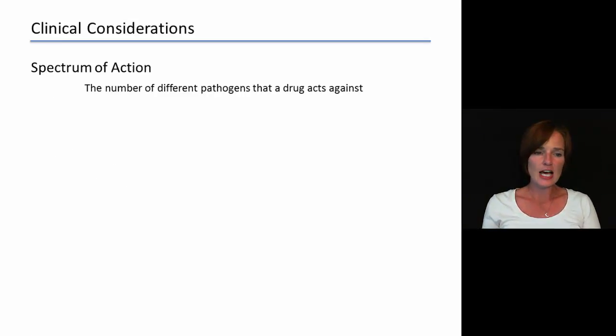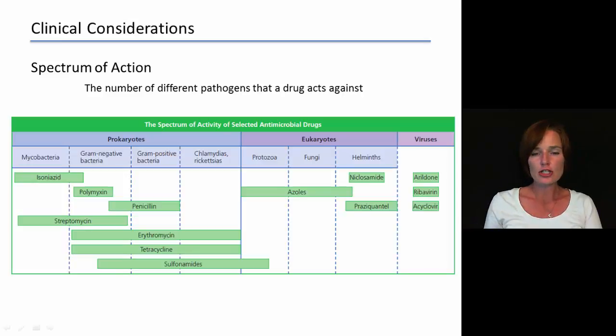So the spectrum of action gives us an idea of just how many different pathogens a specific drug is effective against. And this diagram right here just shows us a number of common drugs and exactly which types of microbes they can actually work on. Some of them only work on a few, just a select few, and then we have others where you can see the bar is much wider.